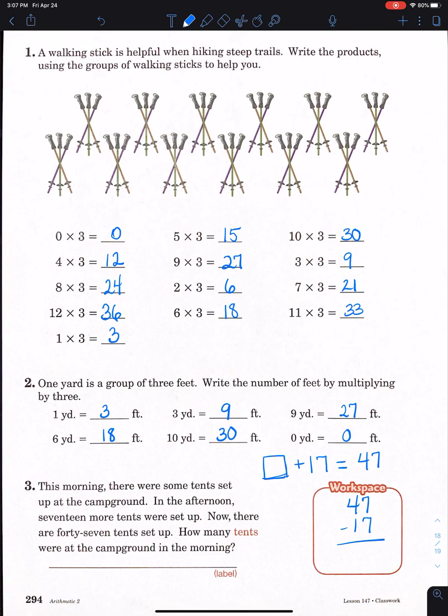So 7 minus 7 is 0, 4 minus 1 is 3. There were 30 tents at the campground this morning when they got there. All right, so we started out with 30, 17 more came in the afternoon, and now there's a total of 47. So on the line, you would write your problem. 47 minus 17 equals 30 what? We need to label. Remember the clue, they put it in the color for you. 30 tents.